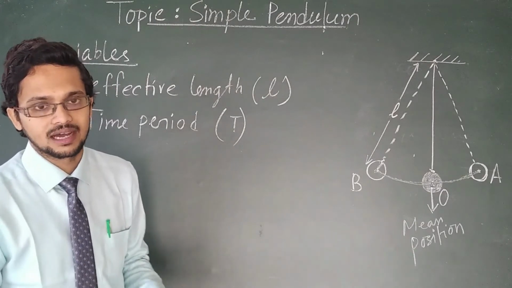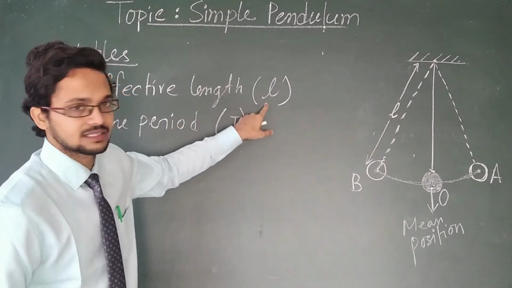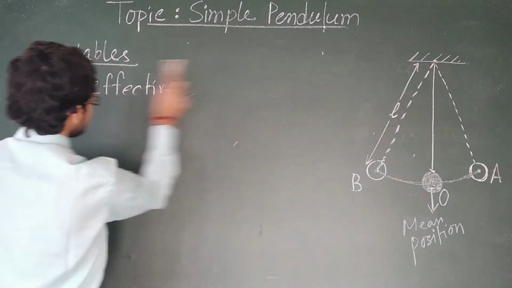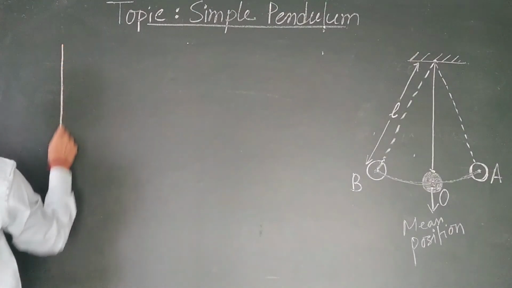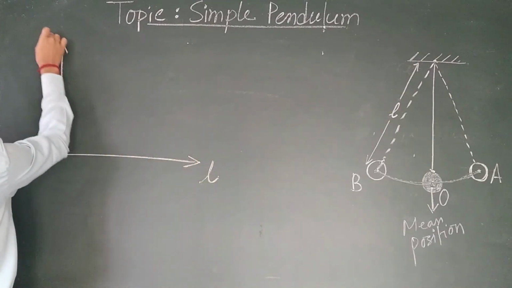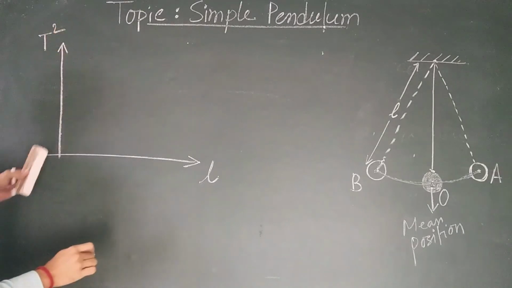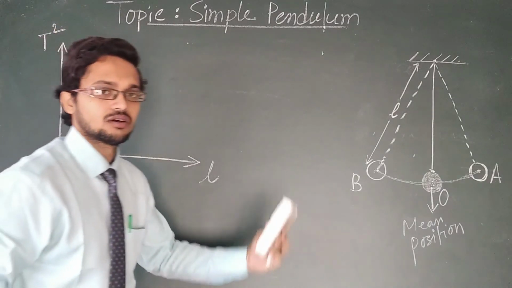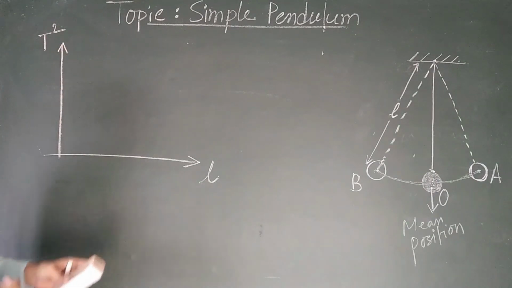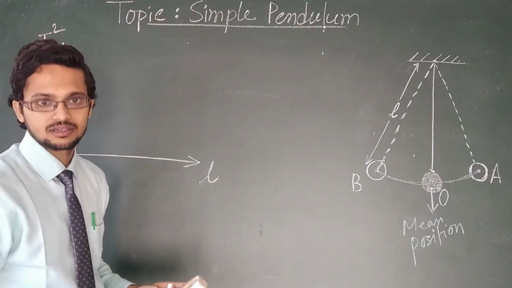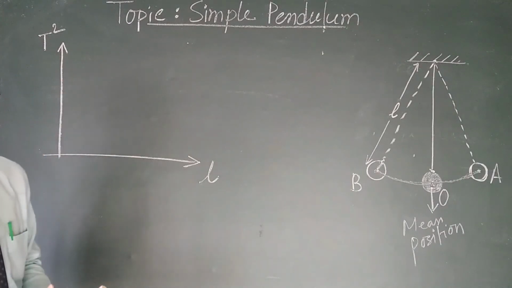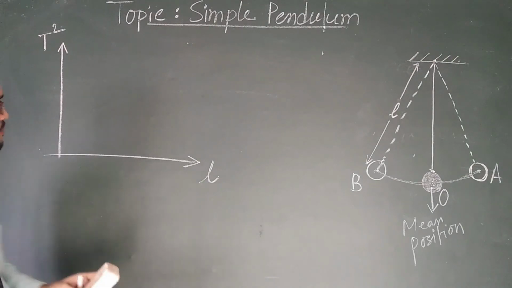Okay, we will draw a graph of T square versus L. I am drawing that graph here. This is L, and this is the T square axis. T square is along the y axis, L is on the x axis. Why are we taking T square, not T? The reason why we are taking T square, you will understand now.